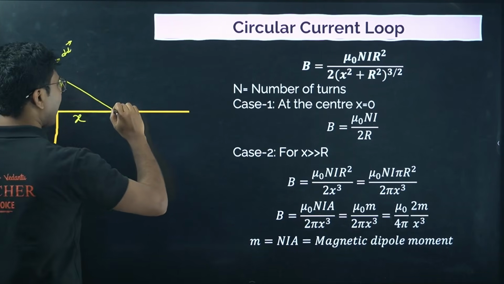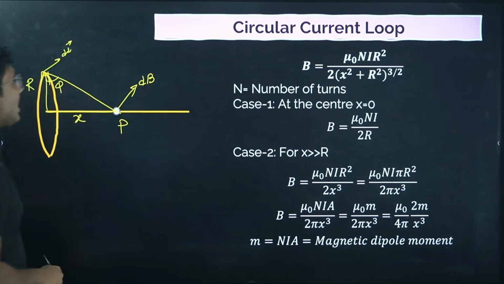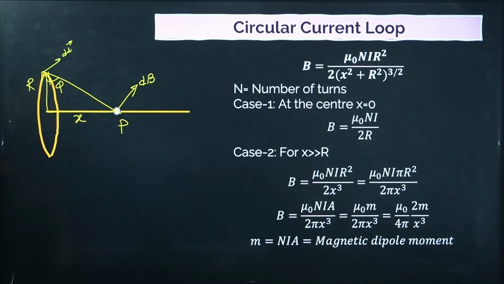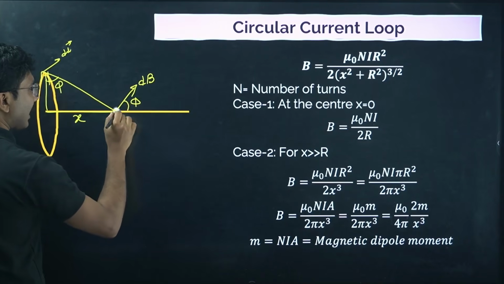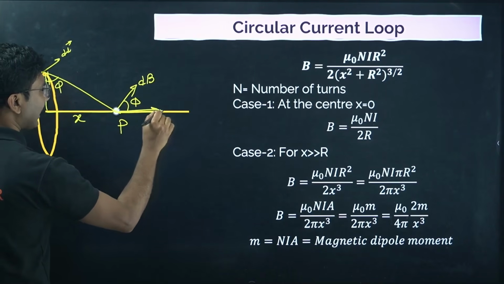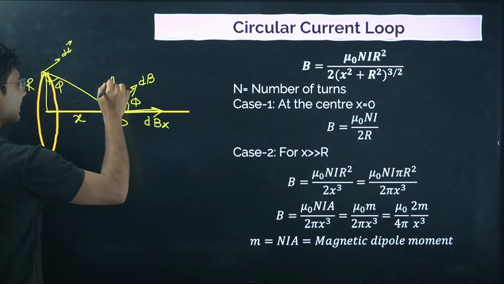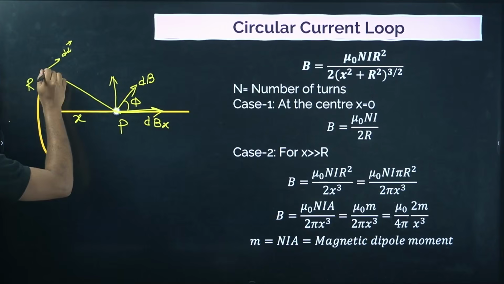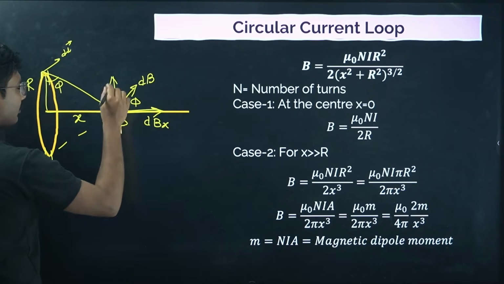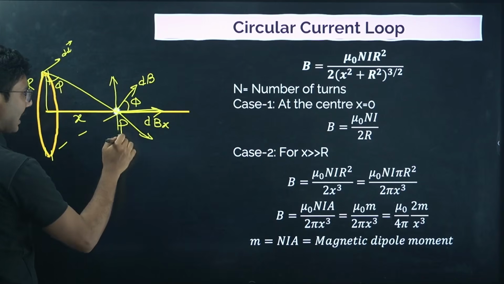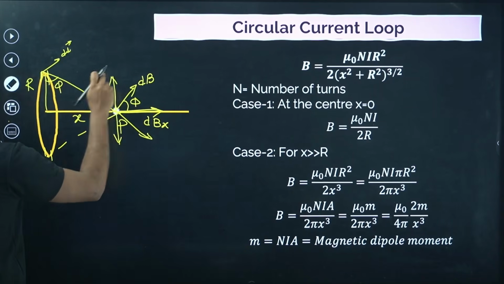Now the direction of the magnetic field will be in this direction. This is the direction of the magnetic field. Now if you consider the direction of the magnetic field, then this angle will also be phi, and you know that only the x component will be present, the y component will cancel. Why? Because if you take a portion over here and another portion over here, the magnetic field due to this will also be in this direction, so they will cancel each other. The y components will cancel, only the x components will be present.